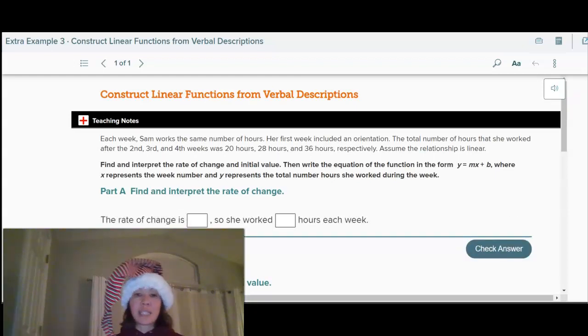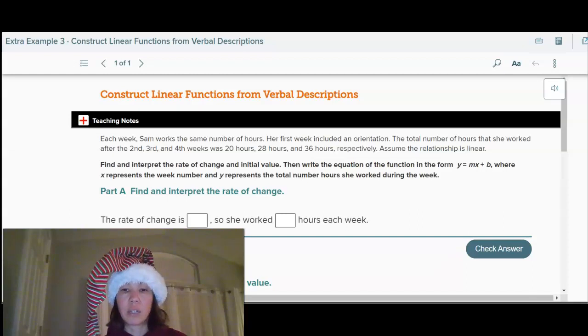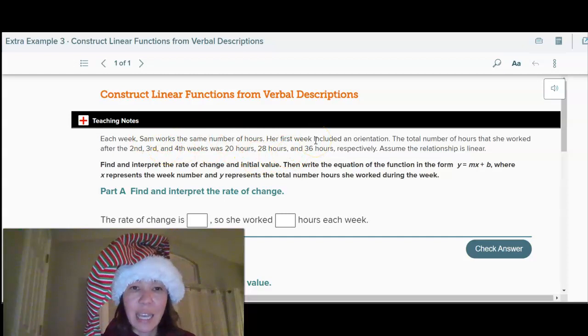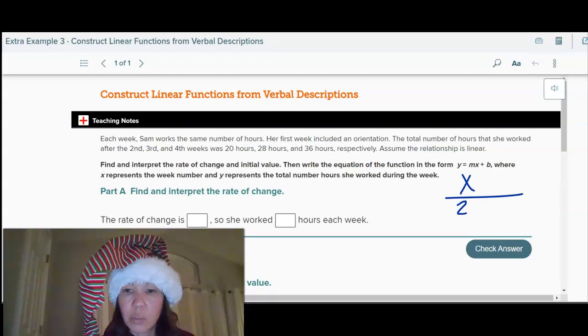Each week, Sam works the same number of hours. Her first week included an orientation. The total number of hours that she worked after the second, third, and fourth weeks was 20, 28, and 36 hours respectively. Assume the relationship is linear. So this one's a little bit different because they don't give us the slope. It's almost like they're giving us a table: after the second week, 20 hours. After the third week, 28 hours. After the fourth week, 36 hours.